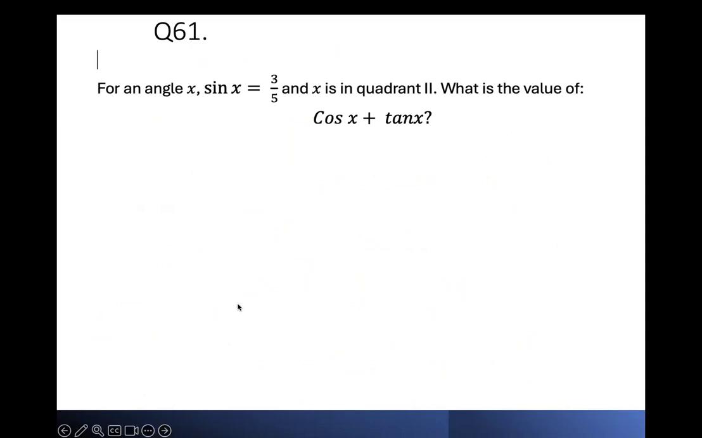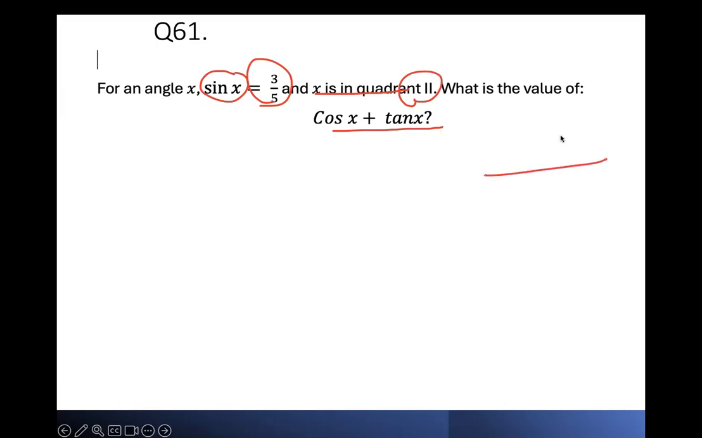And before we finish, I throw this at you. You say, oh, why did you do that? Yes, I want you to master this. The sine of a certain angle x is 3 over 5, and x is in quadrant 2. You know what quadrant 2 is, right? What is the value of cosine and tan? That is all.